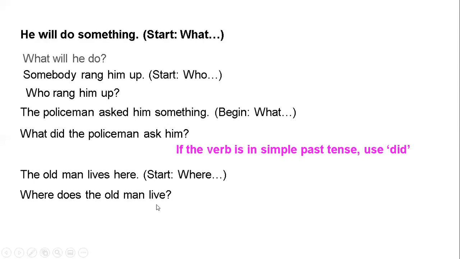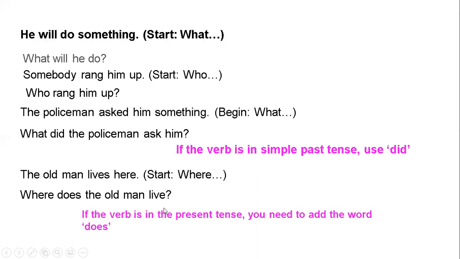Where does the old man live? Your one word answer will be here, so you leave here out. And you're starting with where. That's your question word. And you're using does. Why? The old man does. The old man, and lives changes to live. All right? Why did we do that? Why did we use does? If the verb is in the present tense, you need to add the word does.